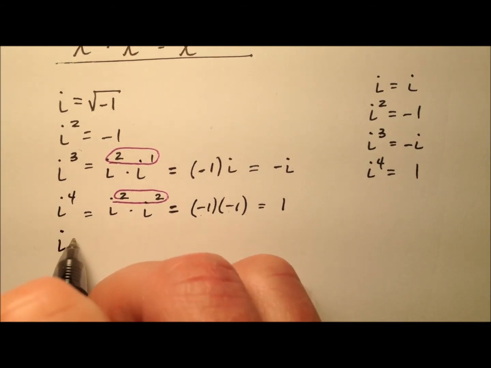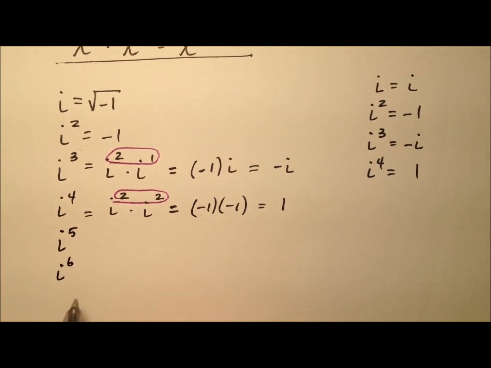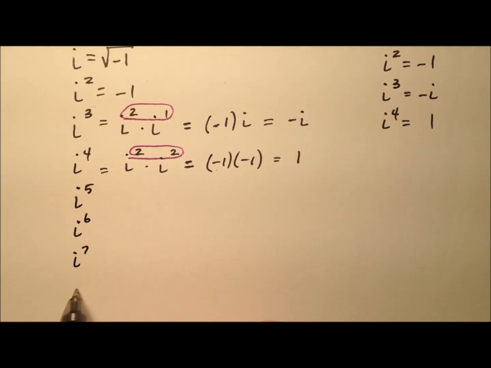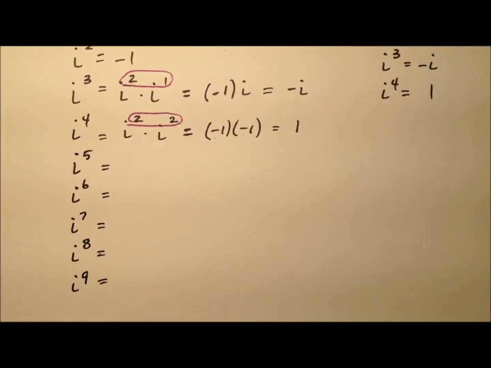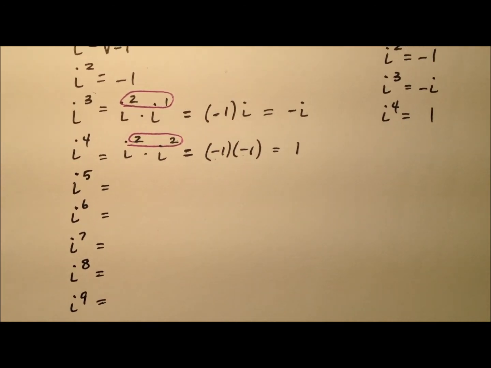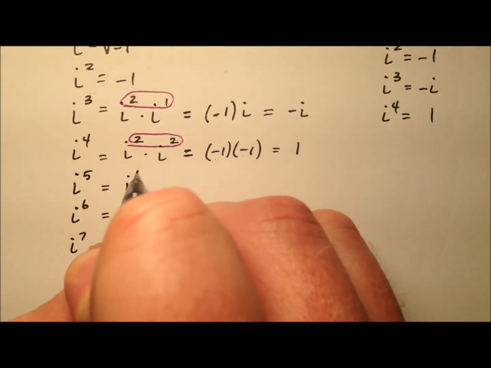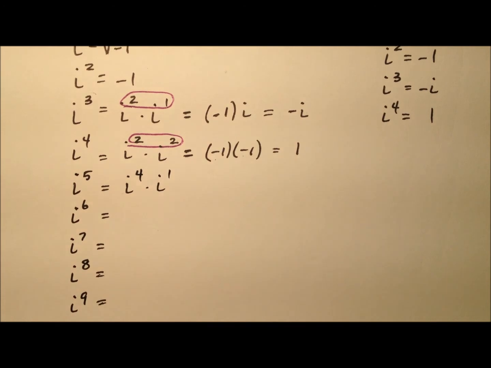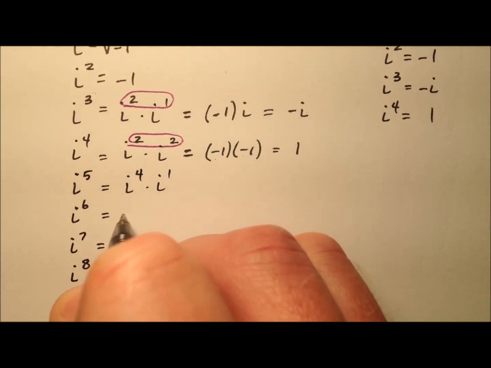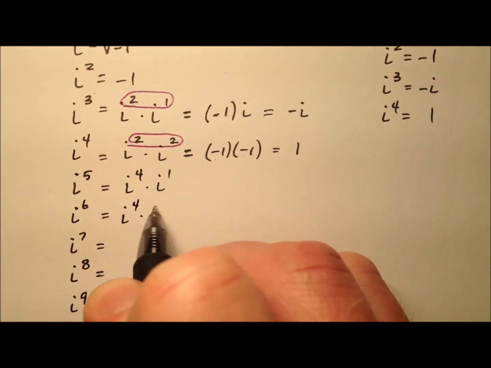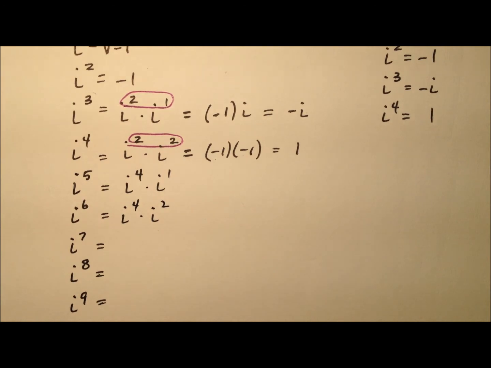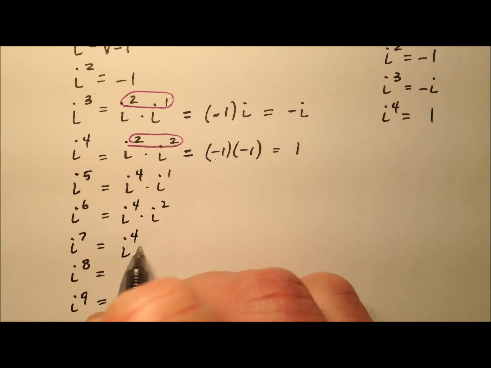So let's continue. Let's say i to the 5th, i to the 6th, i to the 7th, i to the 8th, i to the 9th. We'll just do a few more terms here and see if we can glean any information about what's happening. So i to the 5th could be i to the 4th times i to the 1st. i to the 6th could be i to the 4th times i squared. Again, there's lots of ways you can decompose these. I'm just going to go about it this way.